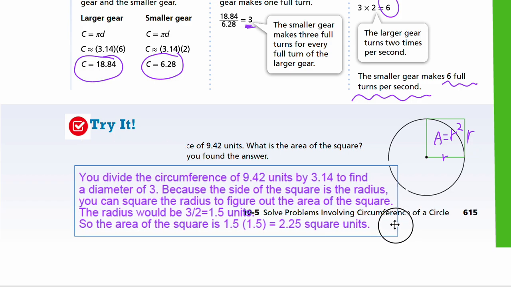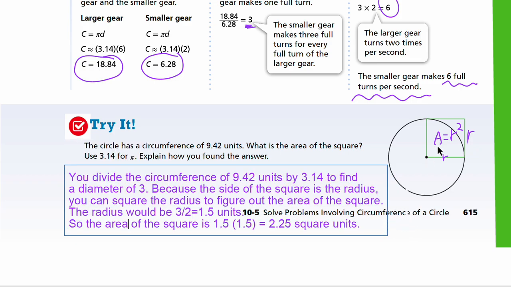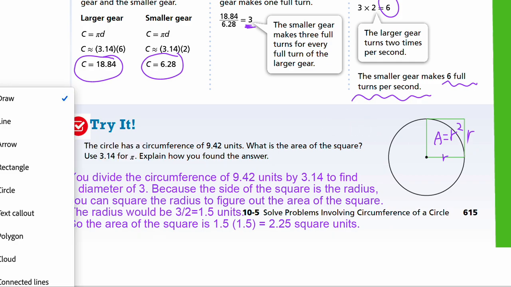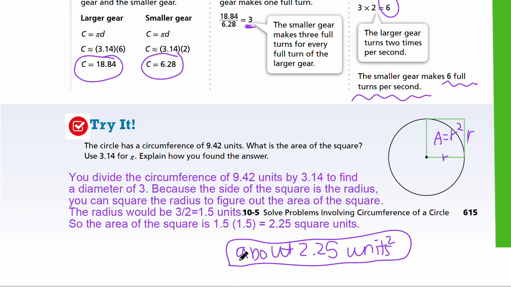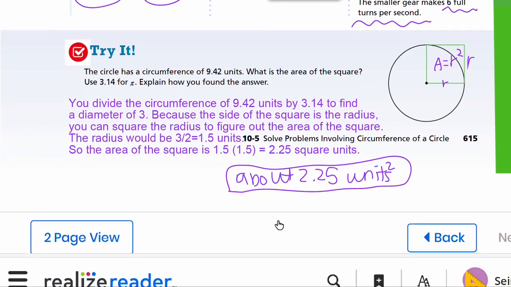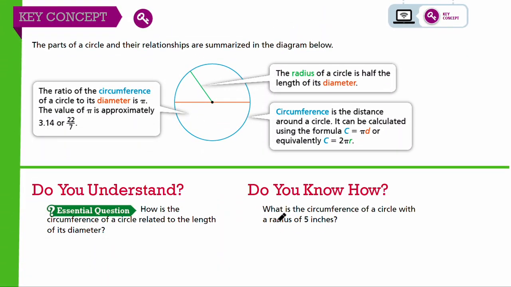Okay, I think that's pretty clear. So again, your final answer would be about 2.25 square units. Okay, good. I think that was the last try it. Let's look at the summary of our lesson.